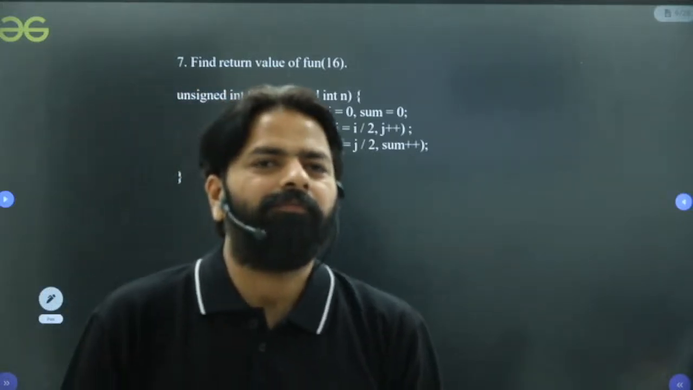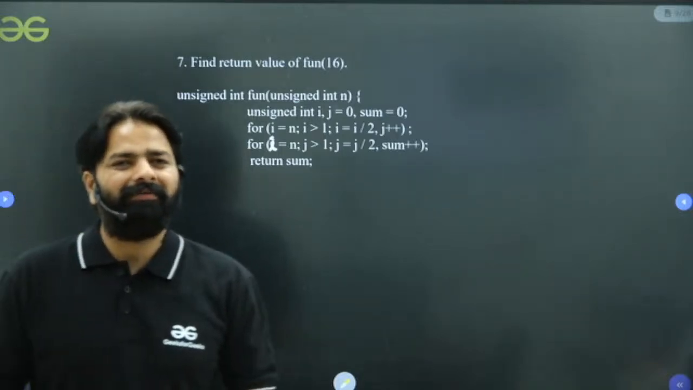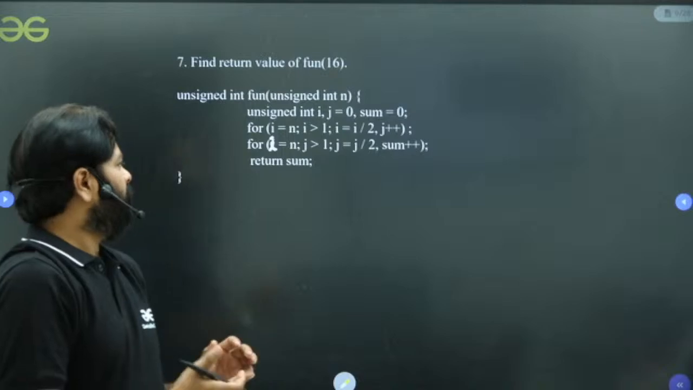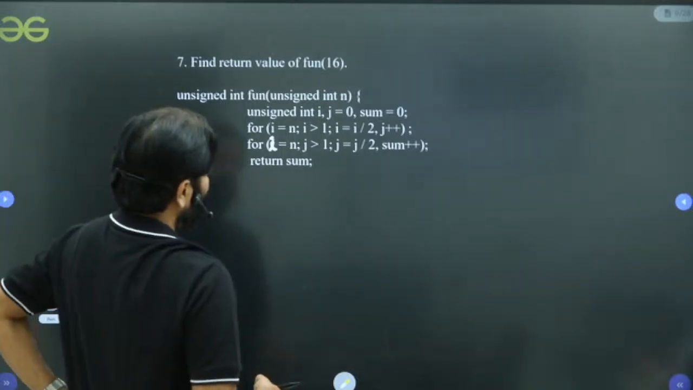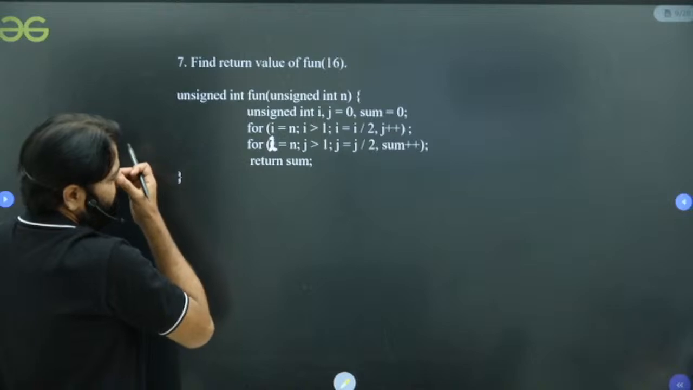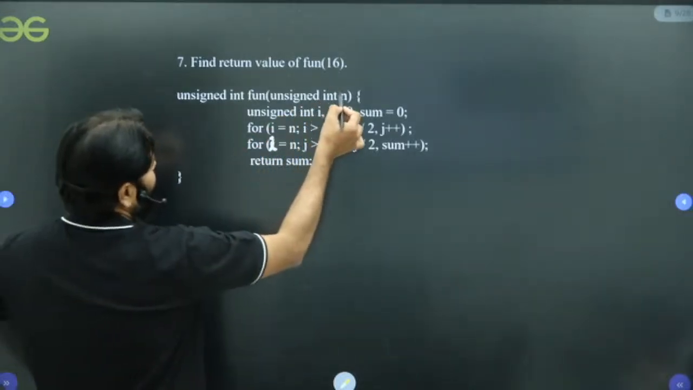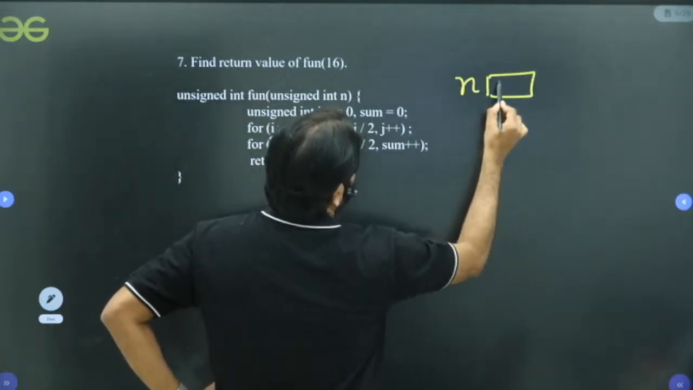Harsh, find out why you take ASCII value, you don't take the same answer. The answer is what? 2. But did you understand the question? What is the initial n value? 16.